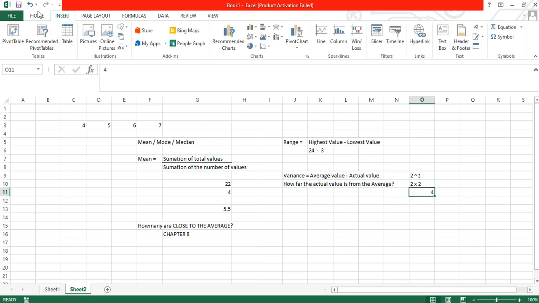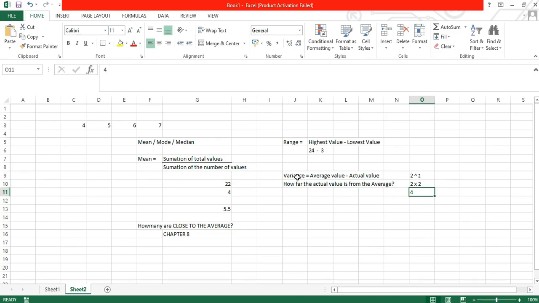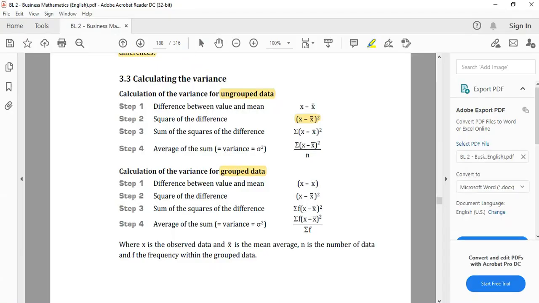Okay, just a refresher. So be mindful that the answer you get from the difference must be squared. Squared means the same number gets multiplied by itself again, and then you get an answer. That's step 2. Step 3, sum of the squares of the differences. So you get the total of all the differences for each item.